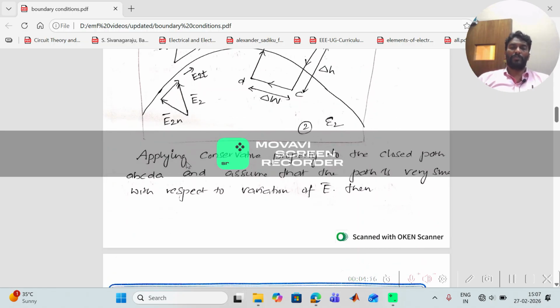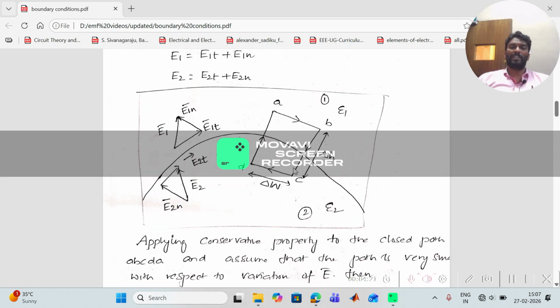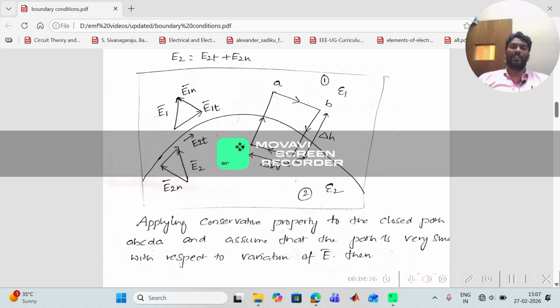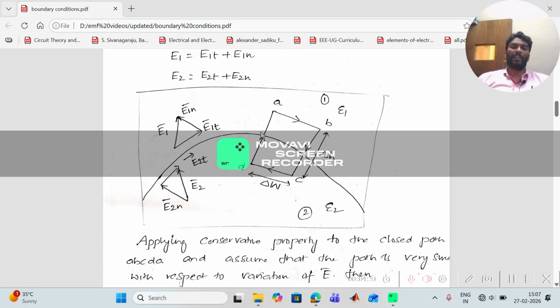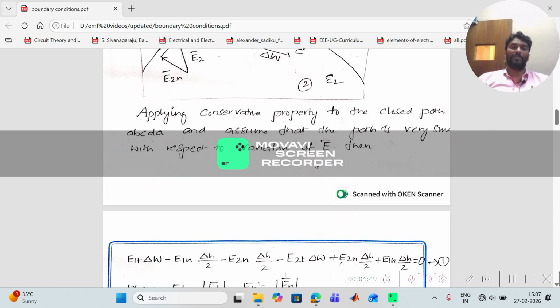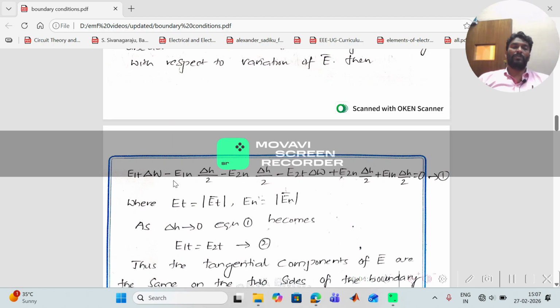If we apply the conservative property, as I said, to the closed path A, B, C, D, A, and assume that the path is very small with respect to the variation of E bar, we can write it as traveling this particular path from A to B, B to C, C to D and D to A. When traveling from A to B, it has to travel a distance of delta W. When traveling from B to C, it has to travel a distance of delta H. In this way, we can write delta W and delta H.